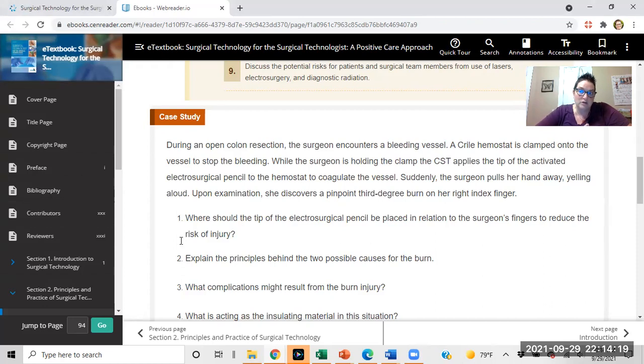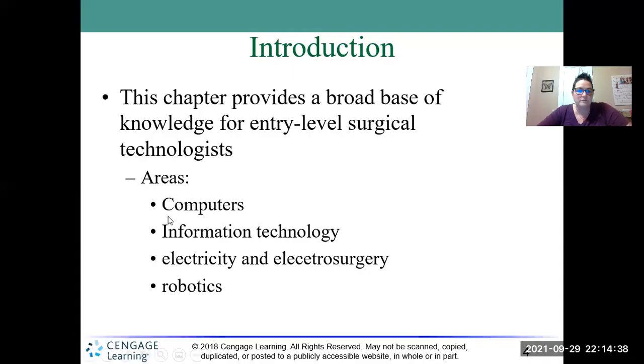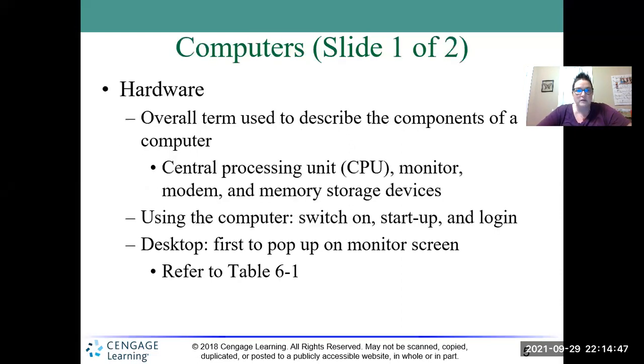So as you go through this, I want you to be thinking about these questions: where the tip of the pencil should be, what could cause the burns, complications that would result from the burn injury, and what the insulating material is in the situation. So we'll be looking at some of that information. So we're going to look at computers, information technology, electricity, and electrosurgery, and robotics.